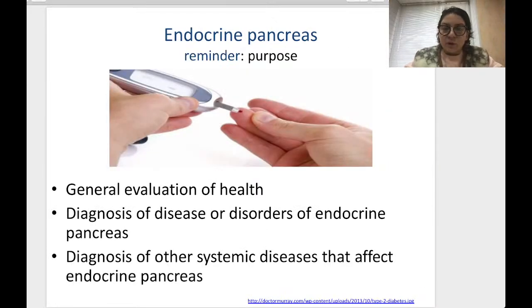First of all, the purpose of our today's lecture, and the purpose of investigation of a patient with suspected diabetes mellitus, is general evaluation of health, diagnosis of disease and disorders of the endocrine pancreas, and diagnosis of other systemic diseases that affect the endocrine pancreas.